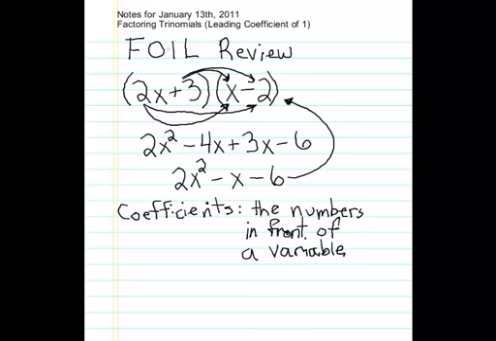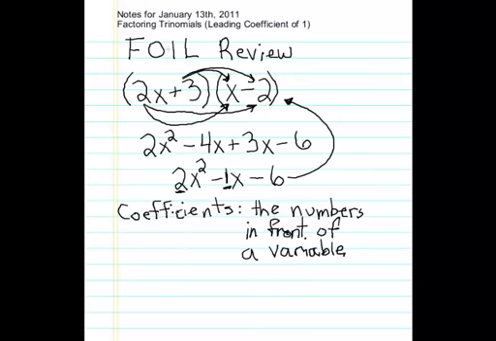If we want to look at what the coefficients are in this trinomial, the coefficients are 2, the number in front of the variable term x squared, and 1, actually a negative 1, since we have this negative sign here. We don't need to show the 1 in front of the x, but technically there is one. Those are your two coefficients. Negative 6 is not a coefficient. Negative 6 is actually what we call a constant term. It's not changing because there's no variable attached to it, so we don't consider that a coefficient.